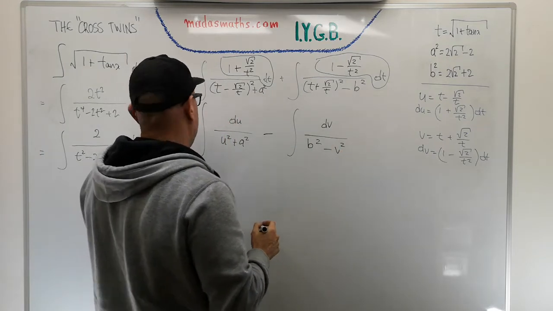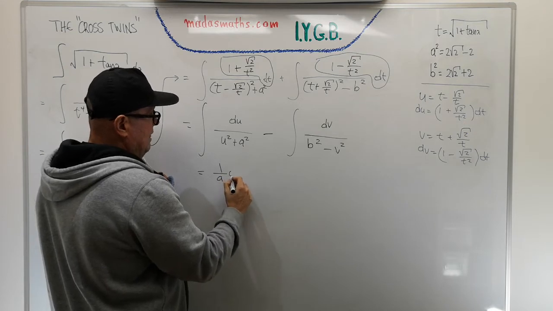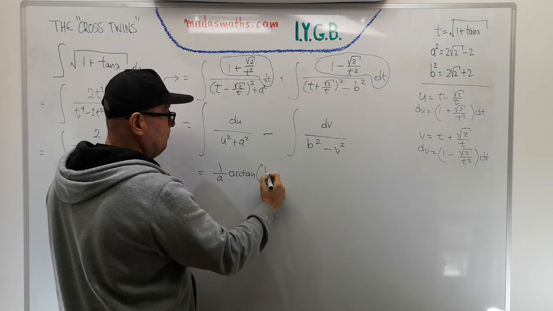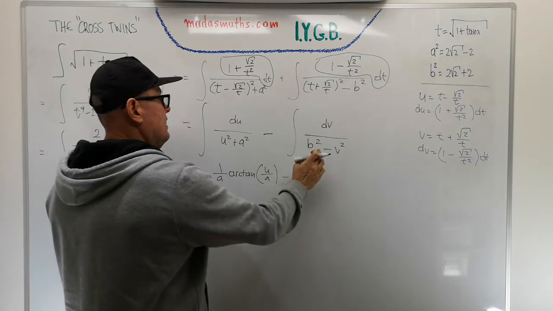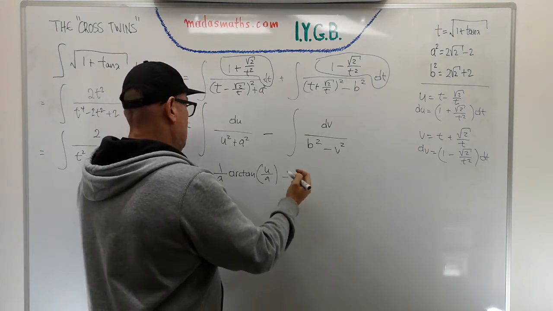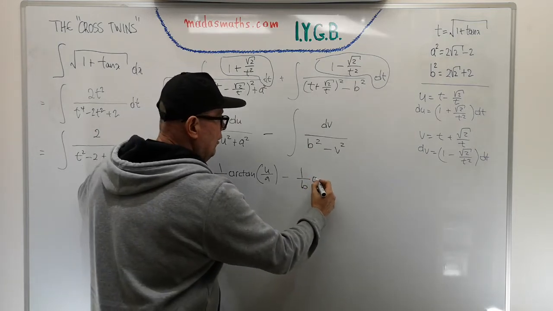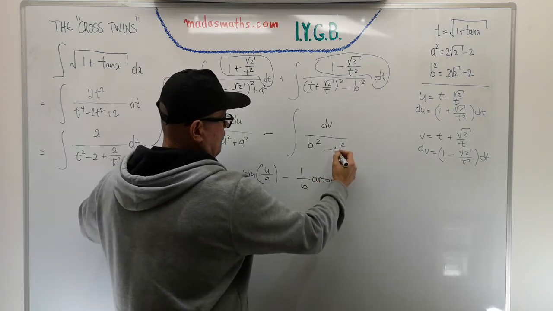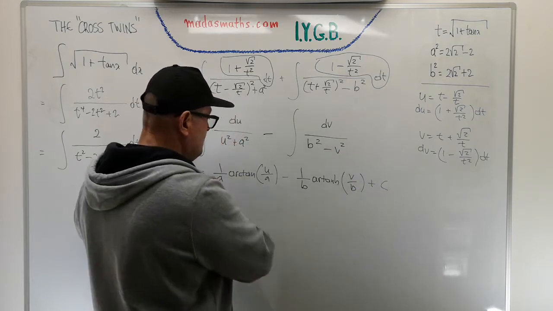Okay, so integrating now, this is 1 over a, the normal arctan of u over a, and I will need to trace my substitutions at the end, minus, now I'm going to go as an arctanh, so that is going to be 1 over b, the arctanh of v over b, plus c. So the integration now has been completed.